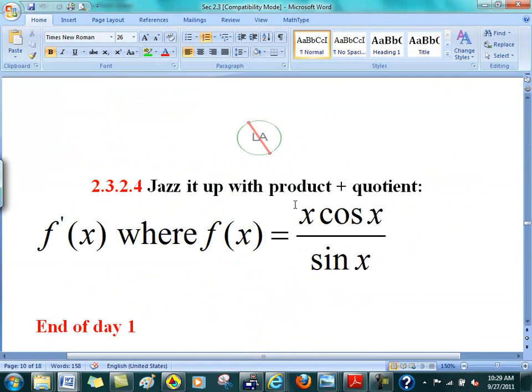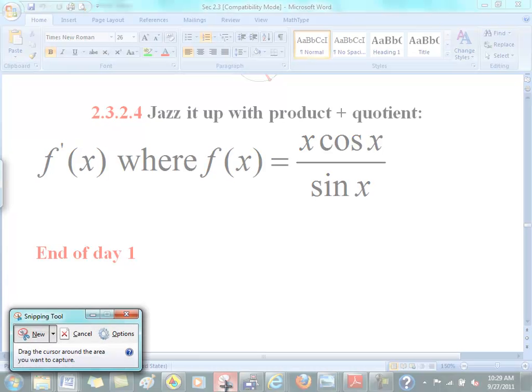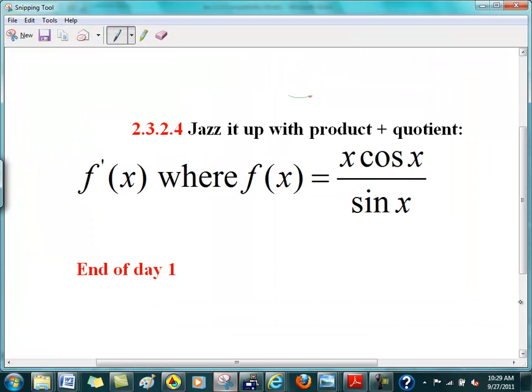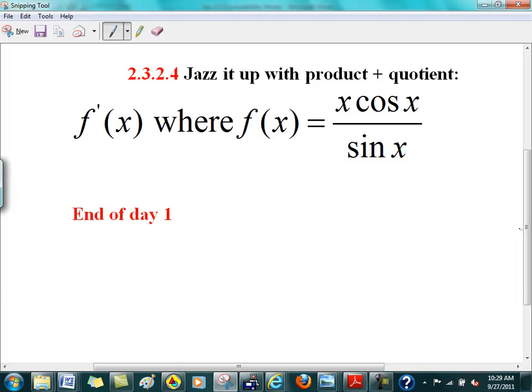Quotient rule, and let's jazz it up with a product and a quotient, so make life a little bit more interesting now. Okay, so you've got a product at the top, and then you also have a quotient.